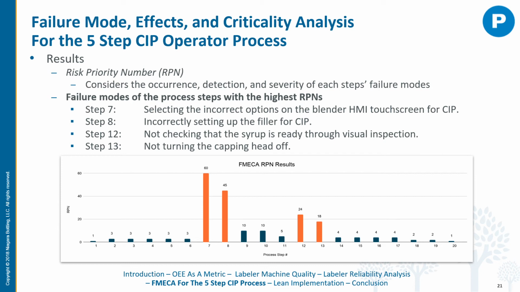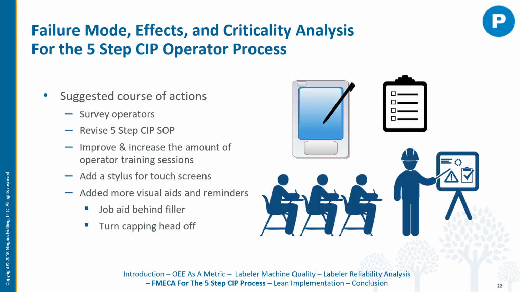After calculating these RPNs, it was found that 4 steps' RPNs were significantly larger than the rest, meaning that these 4 steps put the CIP operator at a much higher risk of making a mistake that would be significantly more damaging to the CIP process than other steps. Using the FMECA results, suggested courses of action to combat these 4 process steps' failure modes were made.